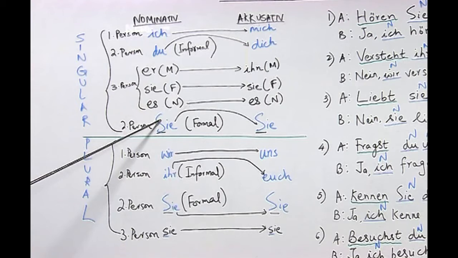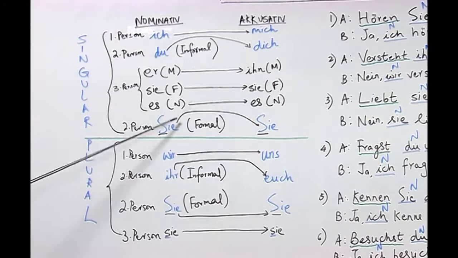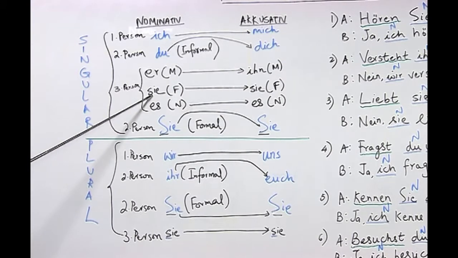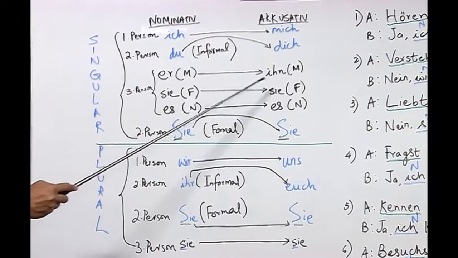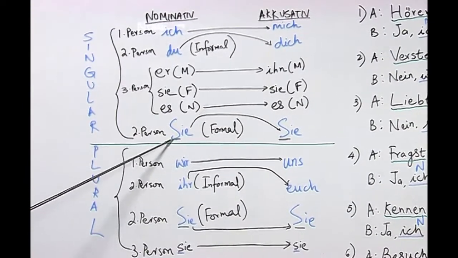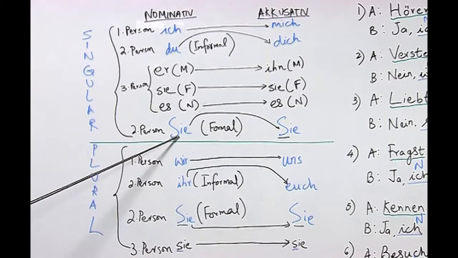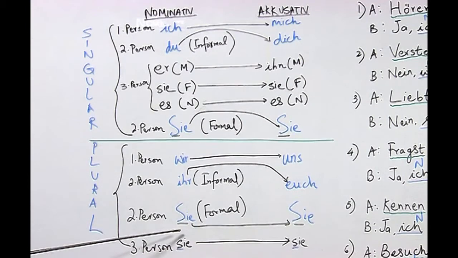Also, I would like to again remind you that the size of s, whether it is big or small, remains the same in accusative. As you can see, the s in third person singular sie remains small in both nominative and accusative, and in the second person formal pronoun Sie the S remains big in nominative as well as accusative, and the same is the case in the second person Sie and third person sie for singular and plural.